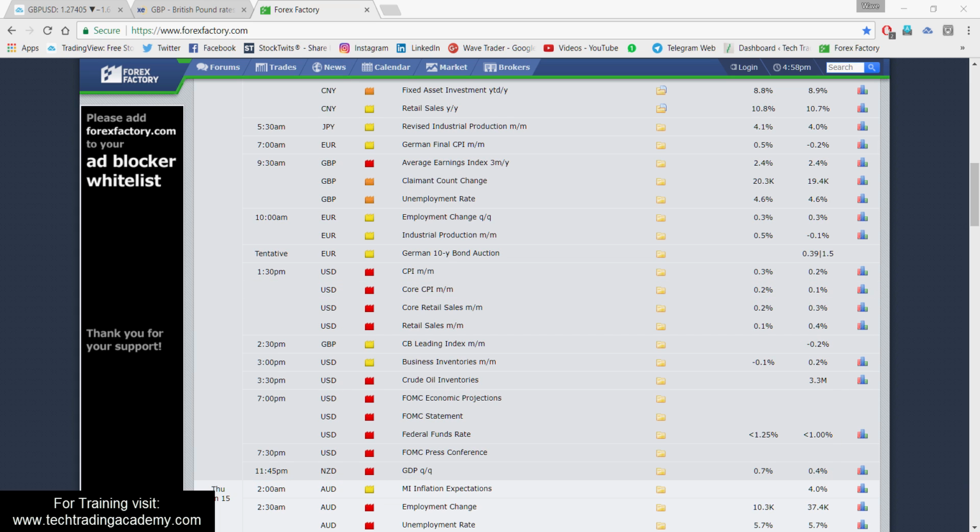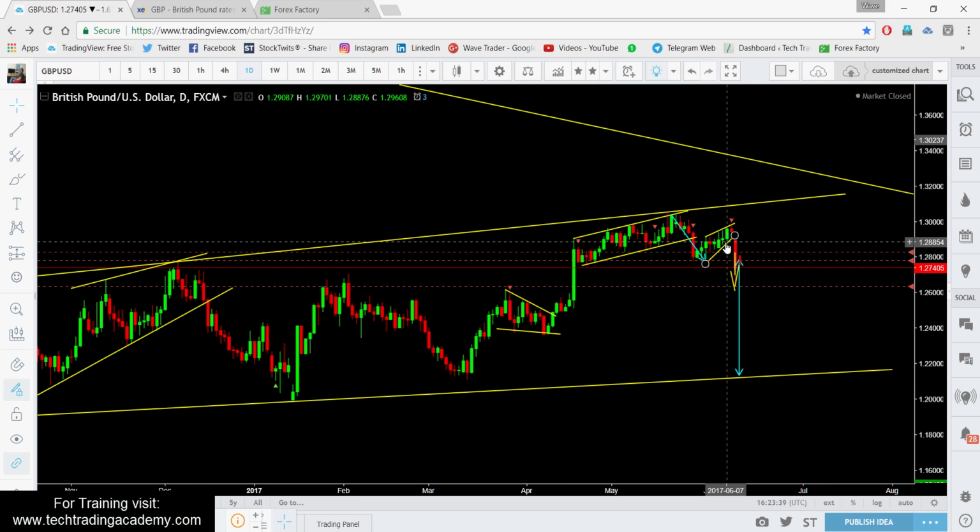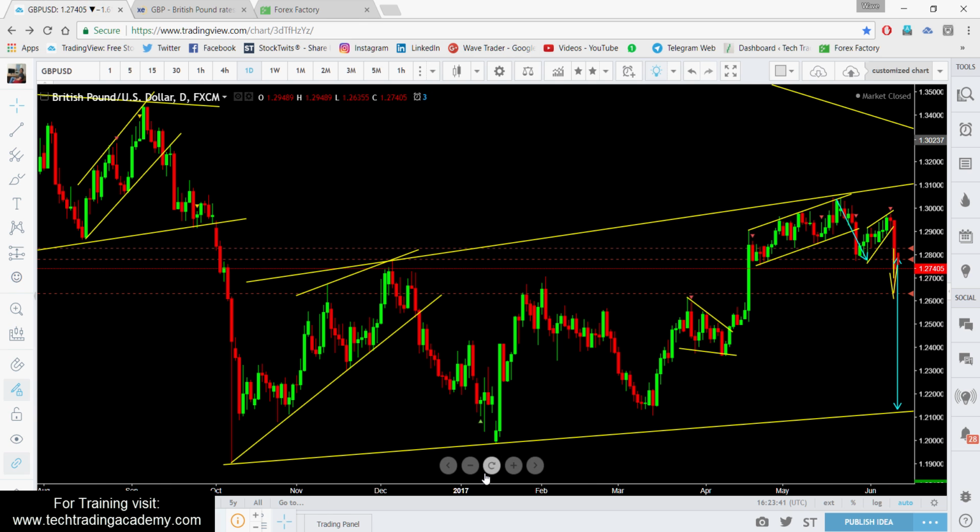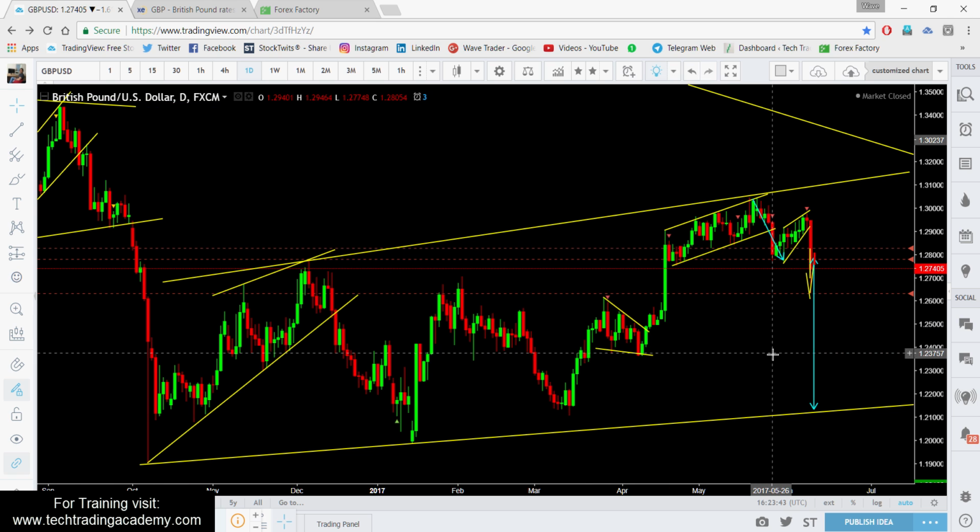You can get more profit, those who managed to sell pound pairs from that area. I'm going to hold my trades until Wednesday 7 p.m. We'll see how things develop after 7 p.m.